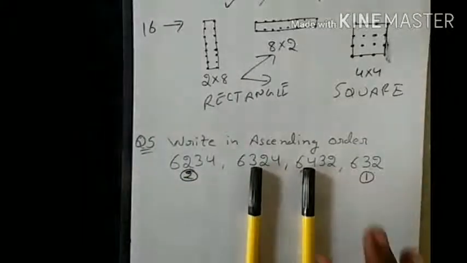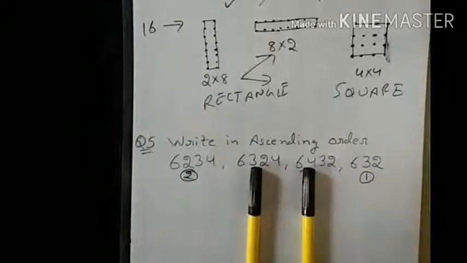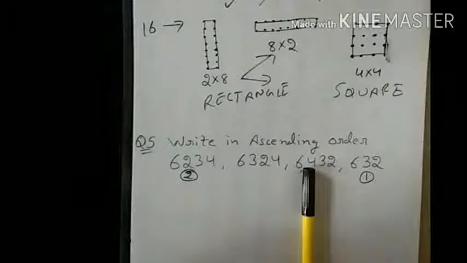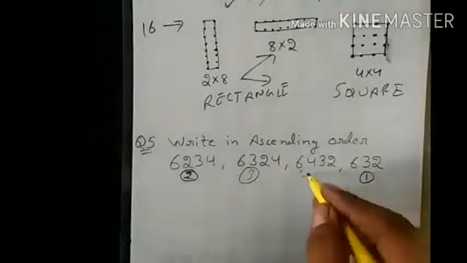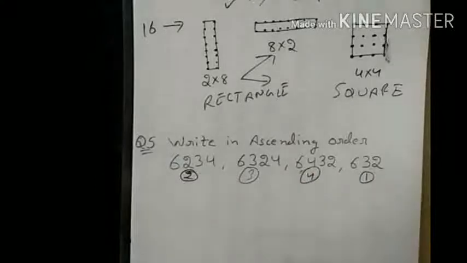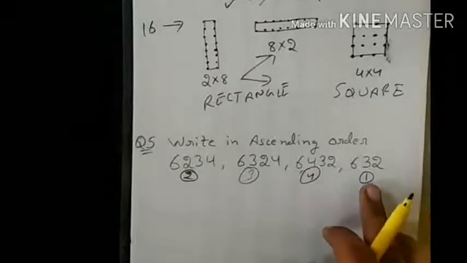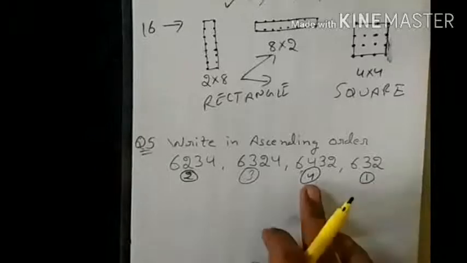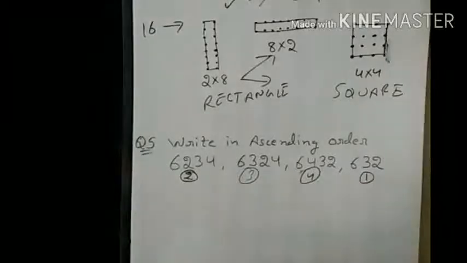Now the comparison is between only 2. Now this is 3, this is 4. So which is smallest? This one is smallest. Therefore it will be at the third place and the number with 4 will be at the last. So we come to know 632 is smallest and 6432 is greatest.